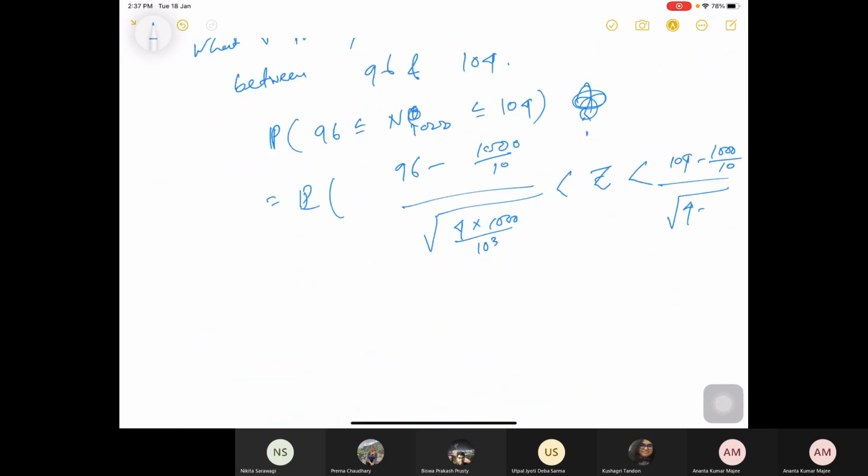So I put 4 into 1000 by 10 cubed, and then if you calculate these things, this is nothing but the probability that minus 2 is less than Z is less than 2. Okay, and from the table you can find out, because the standard normal table is available to you. From there you will see that this is nothing but 0.95. So the probability that N(1000) lies between 96 and 104 is 0.95.